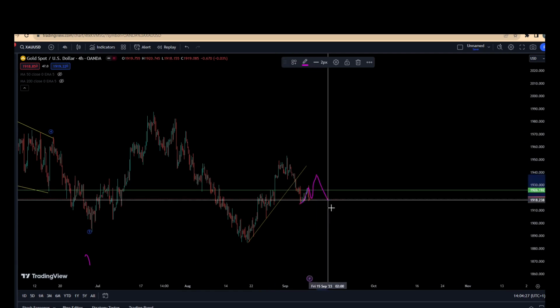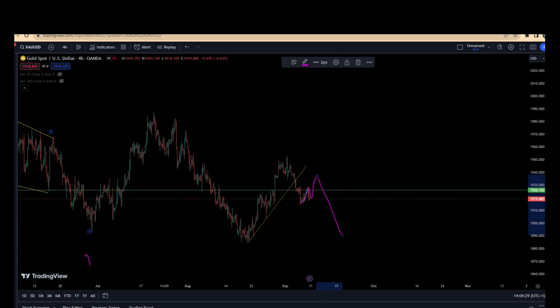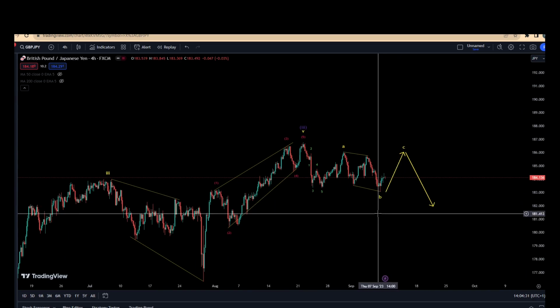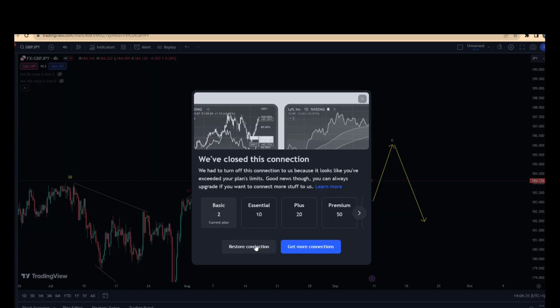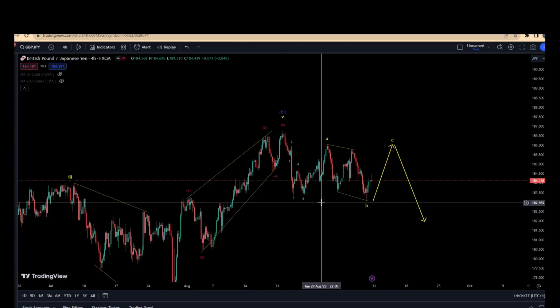Let that finish, and then we can look for that short essentially. So let's go on to pound yen. Pound yen has been a bit extended, corrected. When pound yen corrects, it usually corrects for a long time.